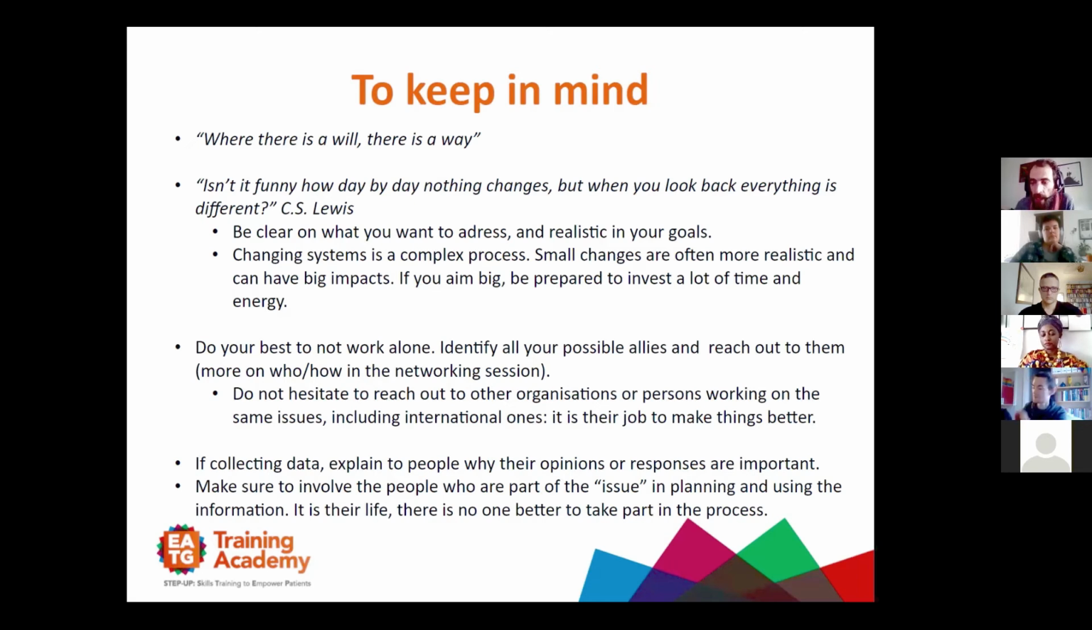And lastly, and this again is for all your work, always involve the people who are concerned by the issue that you're discussing in the whole process: in planning, in discussing, in identifying strategies and objectives, etc. Because sometimes we can think that we know something, but the people who know it better are the people who actually go through it.